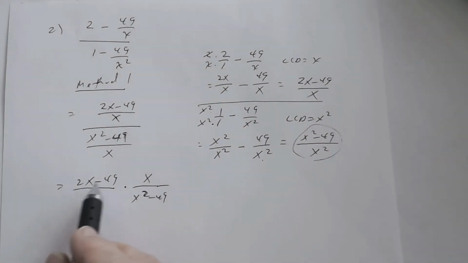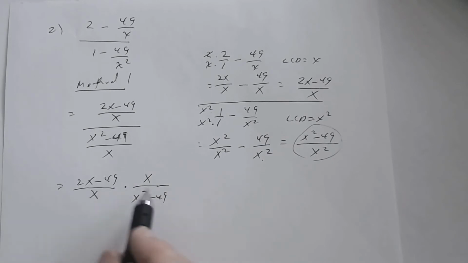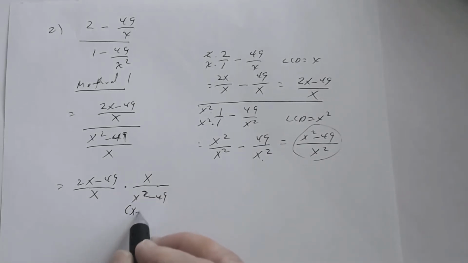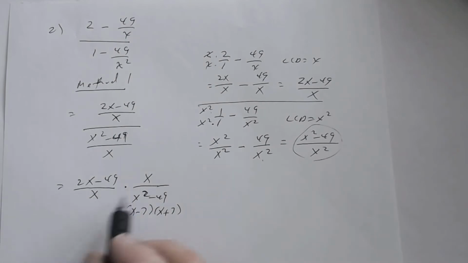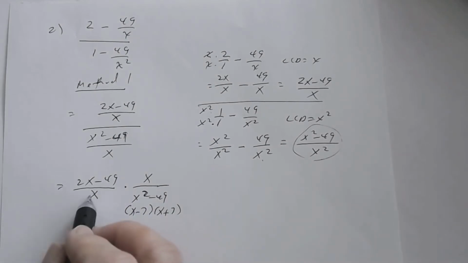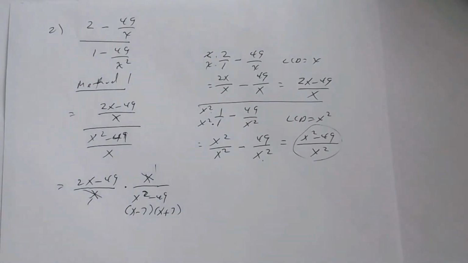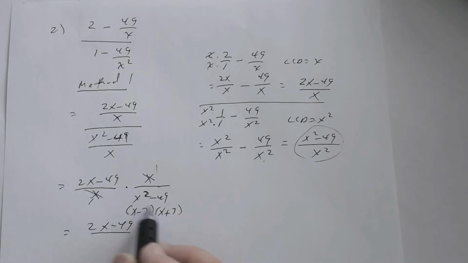this numerator here, but I can factor the denominator, but that's not going to help at all because look, that's x minus 7 times x plus 7, right? And so the only factors that divide out are these x's right here. And so then really all I get is 2x minus 49 divided by x squared minus 49. That's all I get.